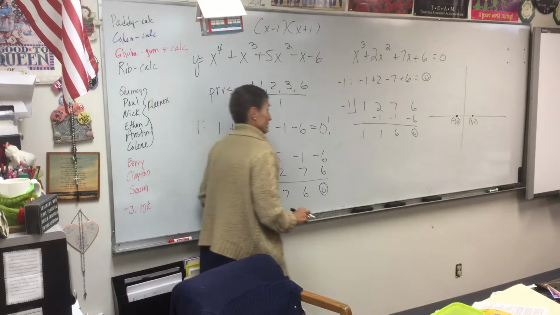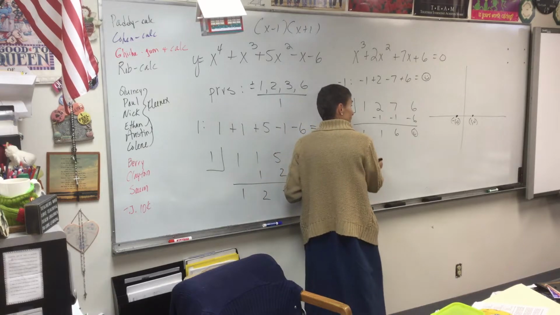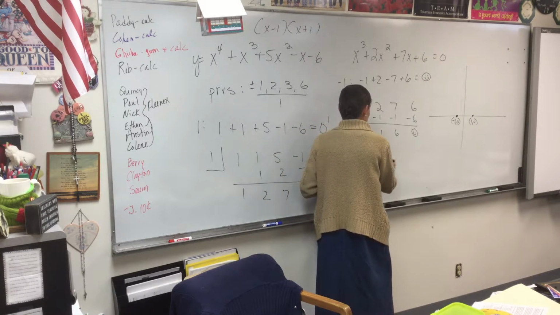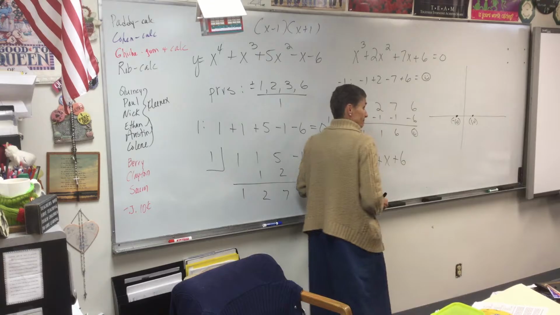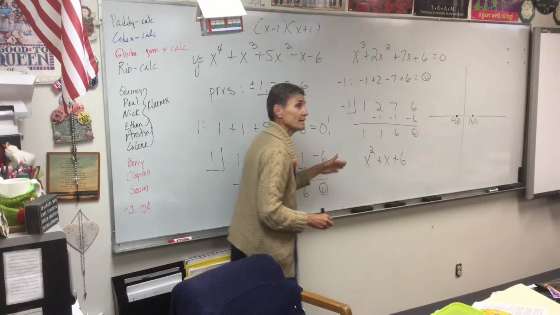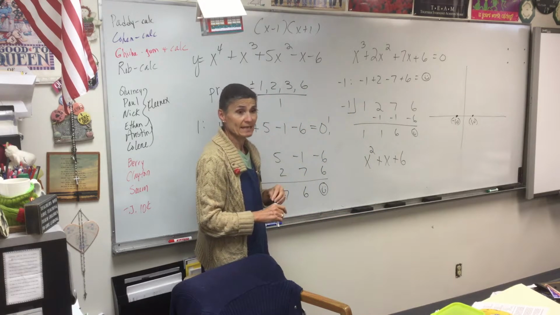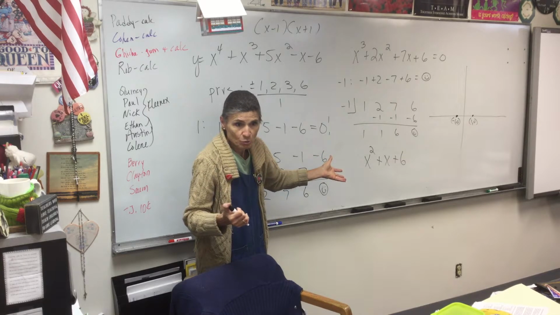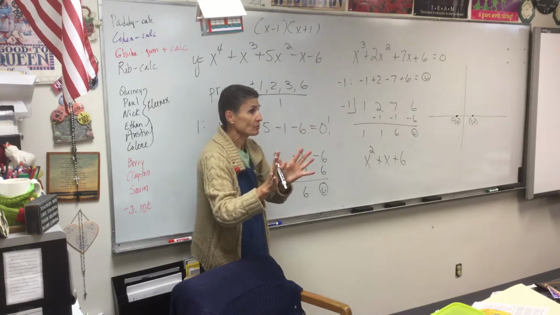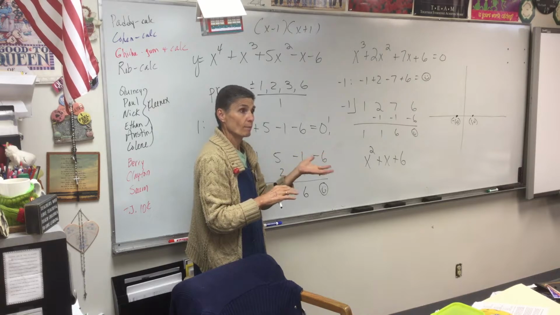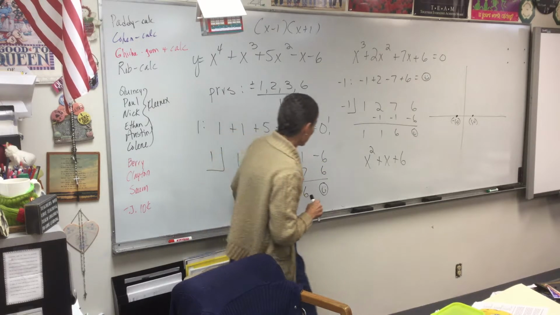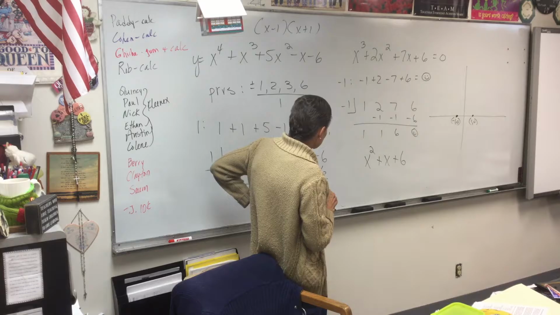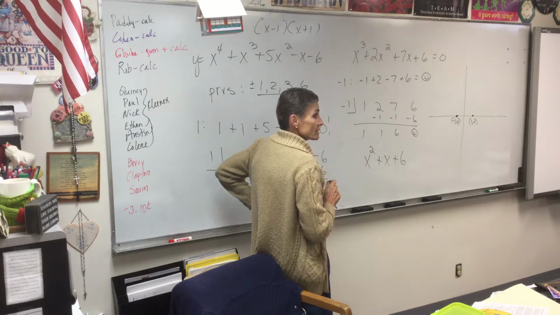All right, what's left? X squared plus x plus 6. Now, when you get it down to a squared, you don't have to guess anymore, because that will be quadratic. Obviously, that's quadratic. And you'll either factor it or use the formula, right? So take a look. What about that one? It doesn't factor, does it?